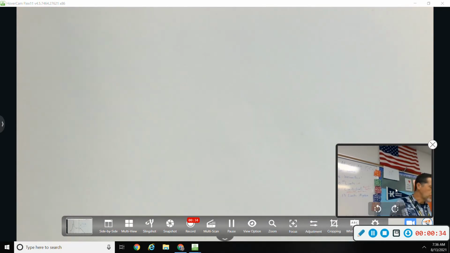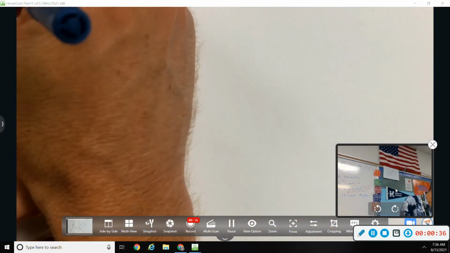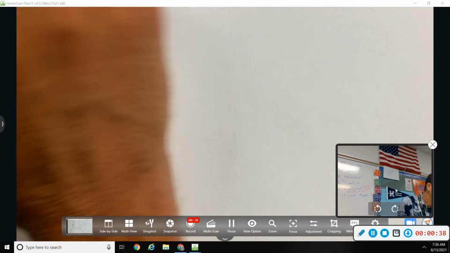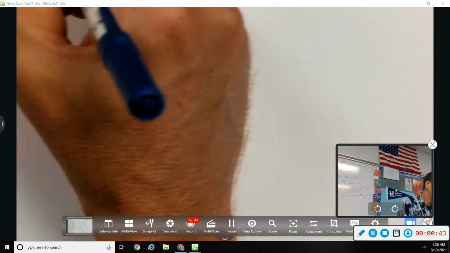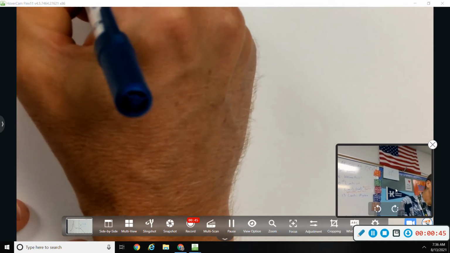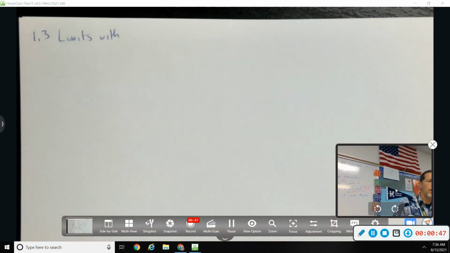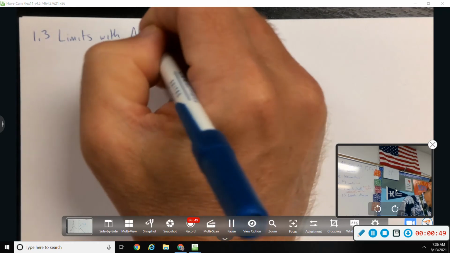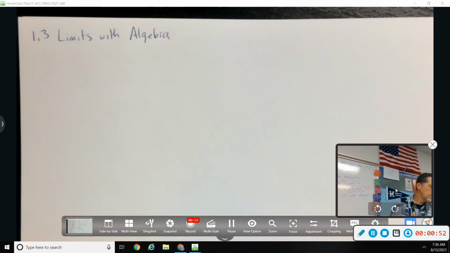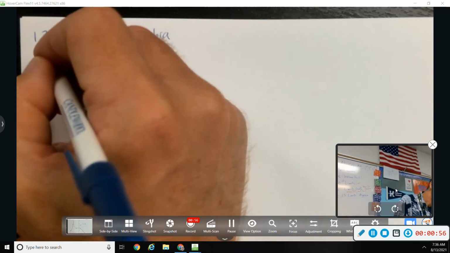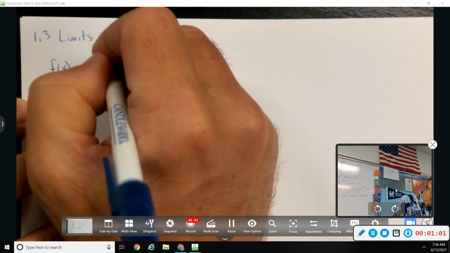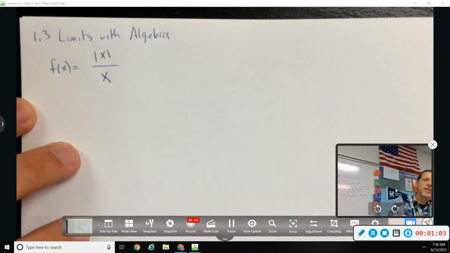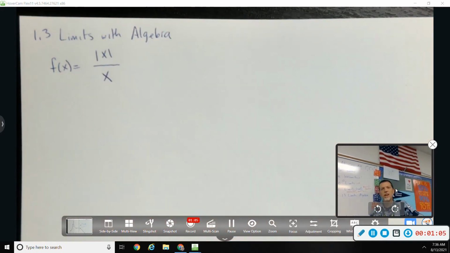All right, so we're going to do some algebra tricks today. 1.3. Limits with algebra. And we'll start with this favorite AP function. That's not really its name, but that's what we're going to call it because they like to use it a lot.